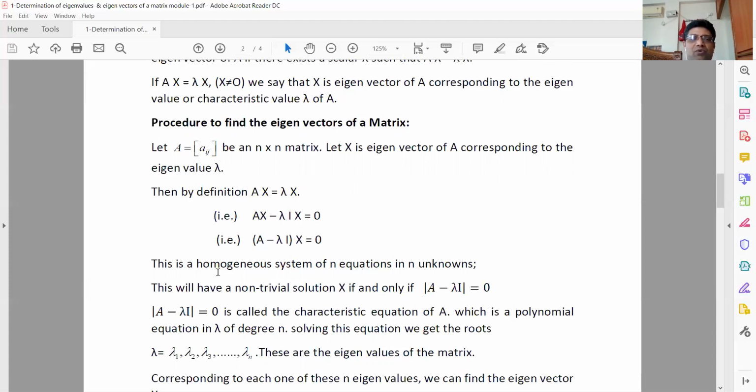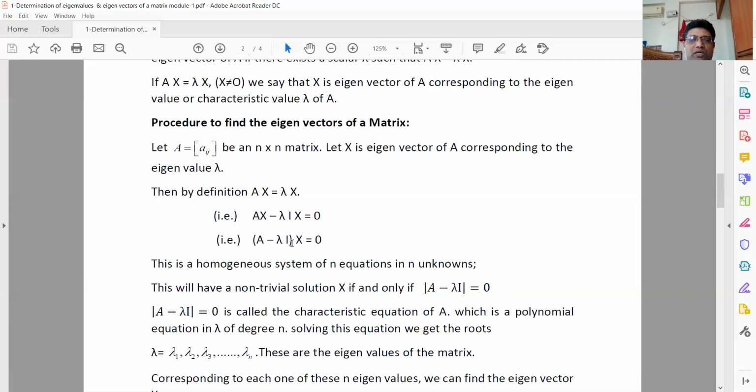This is a homogeneous system of n equations in n unknowns, because our matrix A is n by n. It will have a non-trivial solution whenever the determinant of A minus lambda I equals 0. So for a non-trivial solution, the determinant of this must be equal to 0.